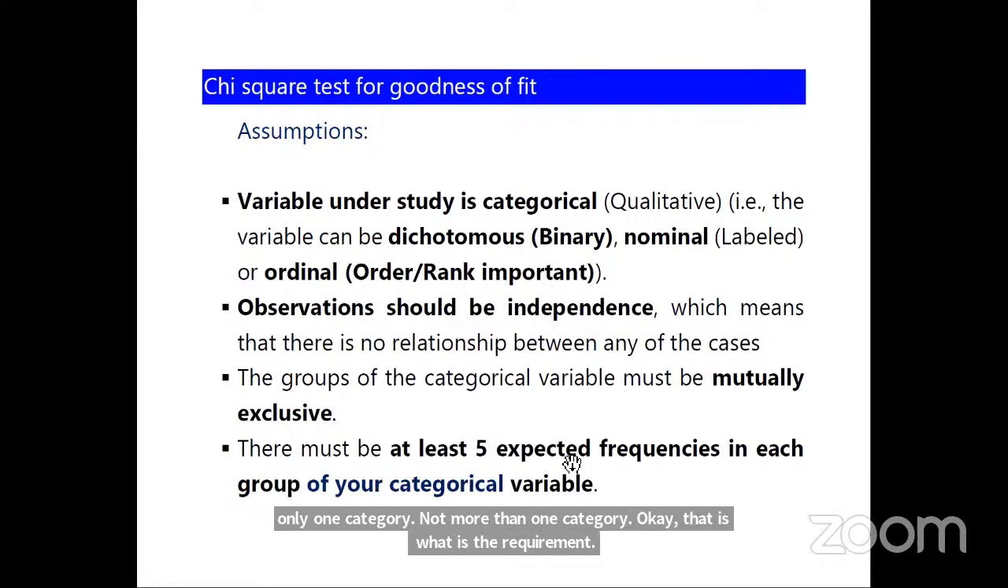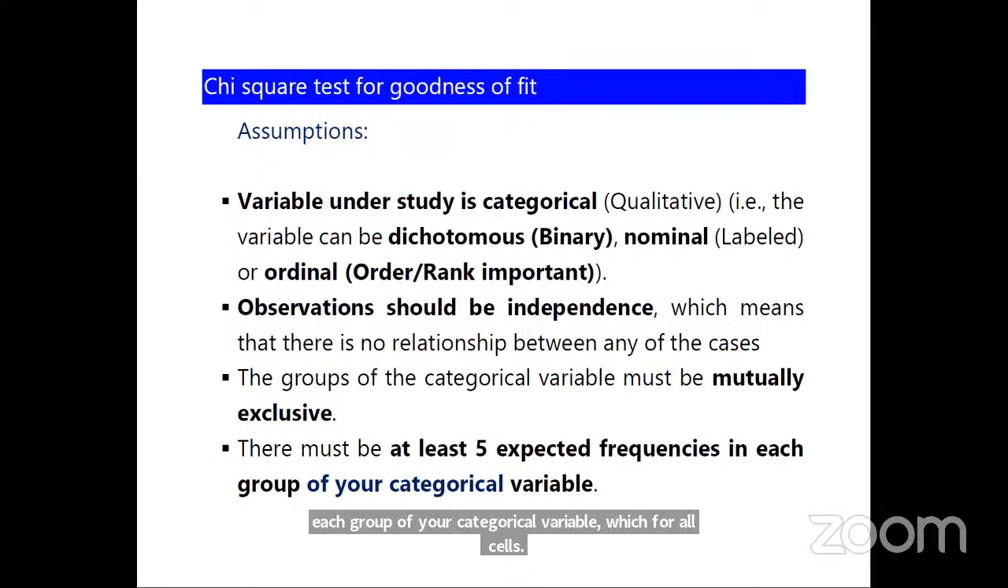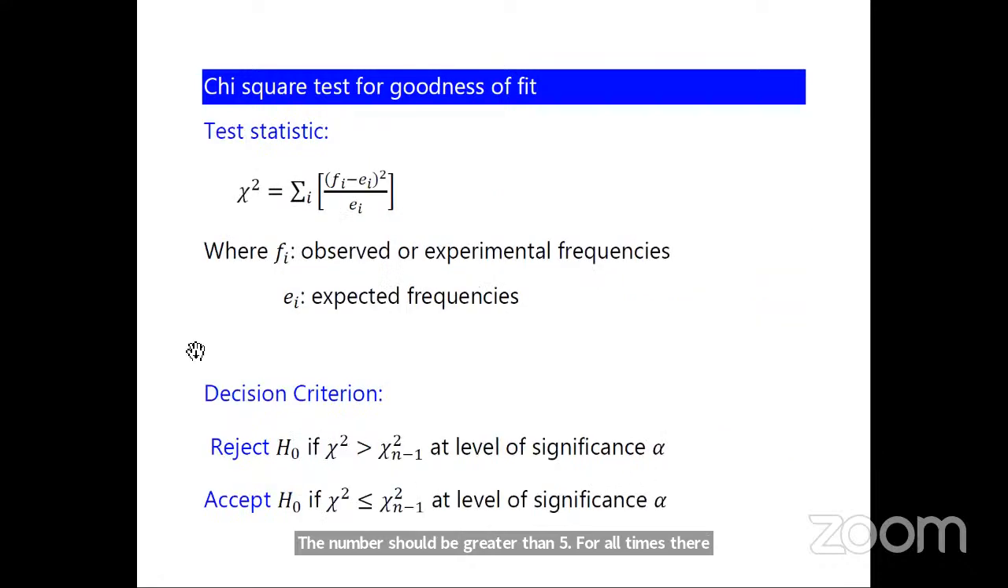There must be at least 5 expected frequencies in each group of your categorical variable. Means for all cells, the number should be greater than 5. For all types, there should be more than 5 observations. That is the requirement.